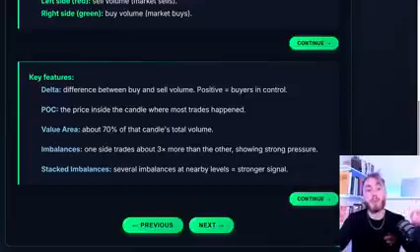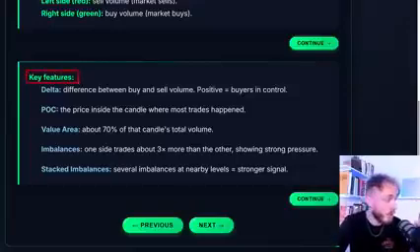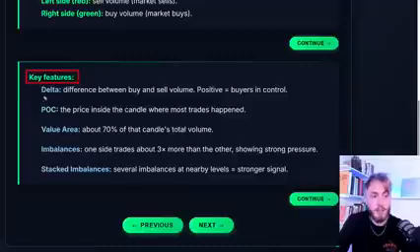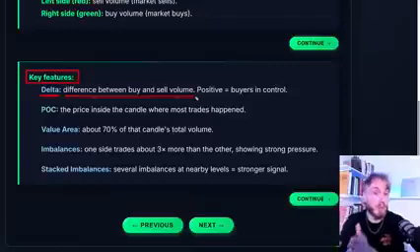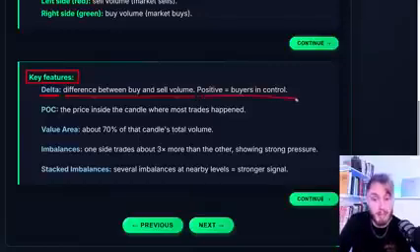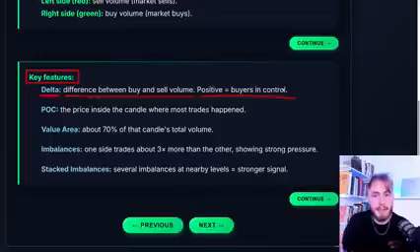Here are some of the most important terms and features you need to know about when it comes to the volume footprint. The first concept you need to know about is called delta. Delta is, in very simple terms, the difference between the buy and sell volume. So if we have a positive delta, we have more buy volume than sell volume, which means that buyers are in control. And if the delta is negative, it basically means that the sellers are in control.